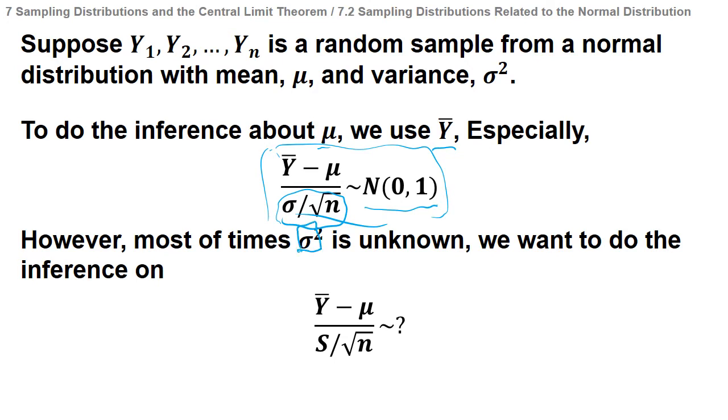So we usually put in an estimate for sigma square, which is s square, so we put s instead of sigma. Then the next question that arises is, what would be the distribution of this thing? That's the question, and actually the theorem in a later slide talks about this. Okay.